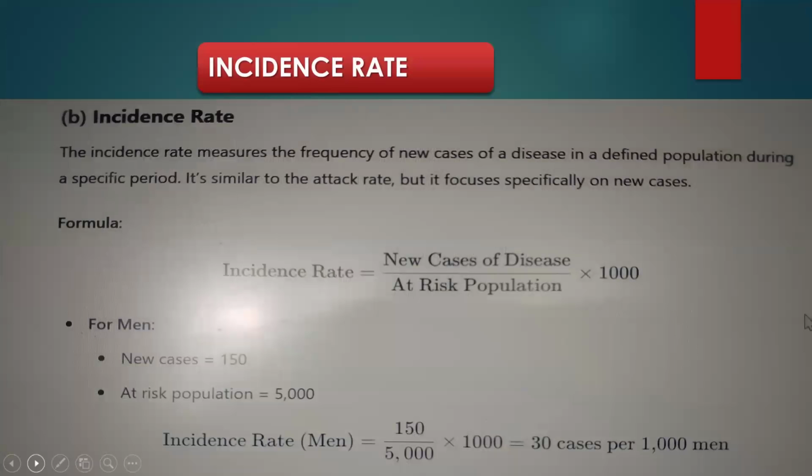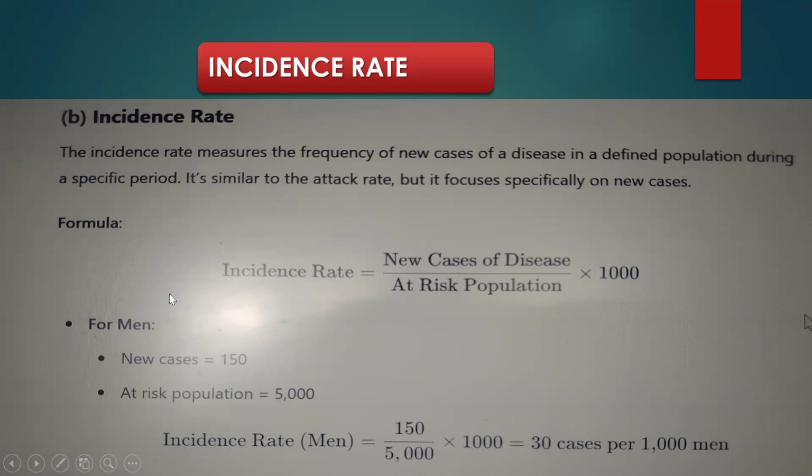Then incidence rate. That is the B part of the question. The incidence rate measures the frequency of new cases of a disease in a defined population during a specific period. The only difference here is that we are using 1,000 for comparison's sake. And the formula is incidence rate equals new cases of disease over at-risk population times 1,000. Unlike attack rates, where we have times 100.